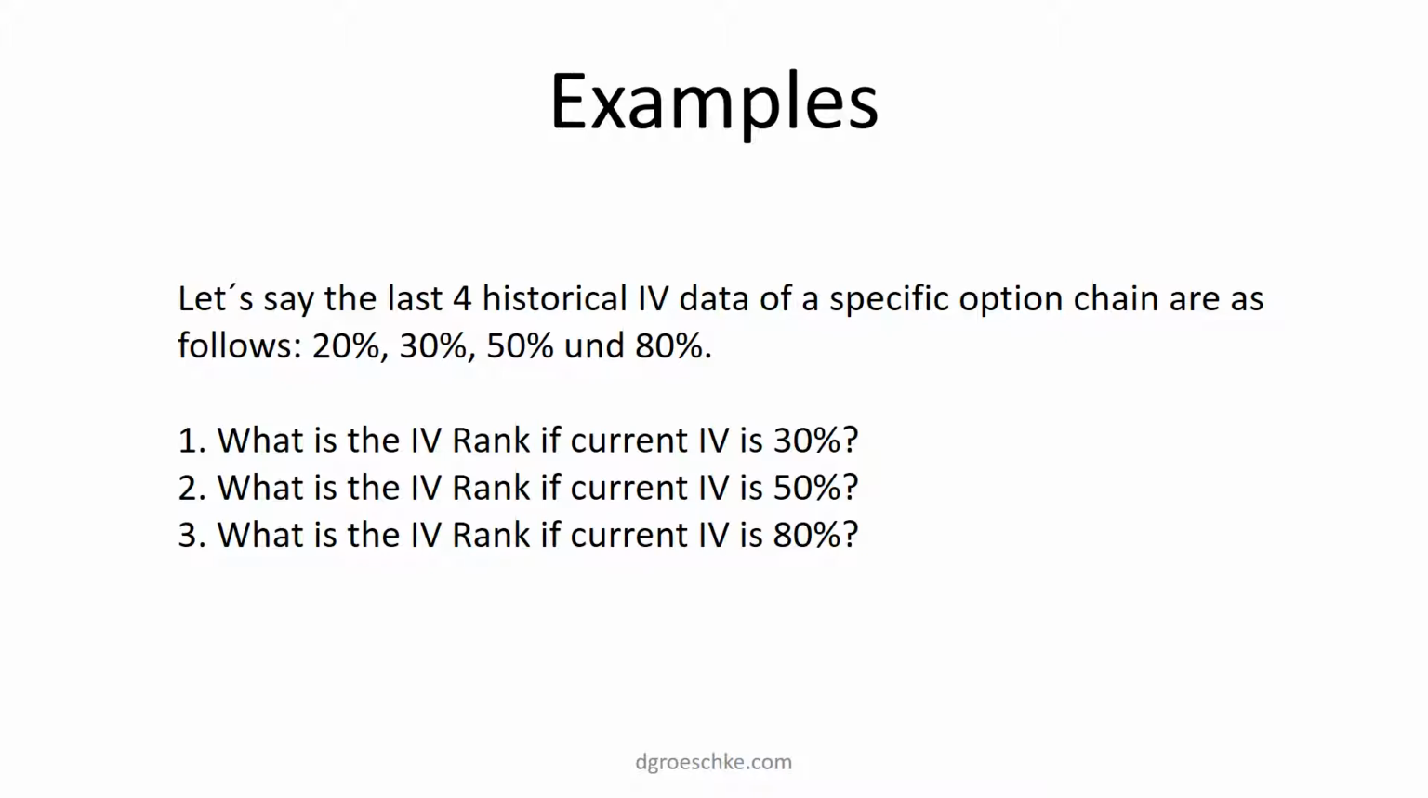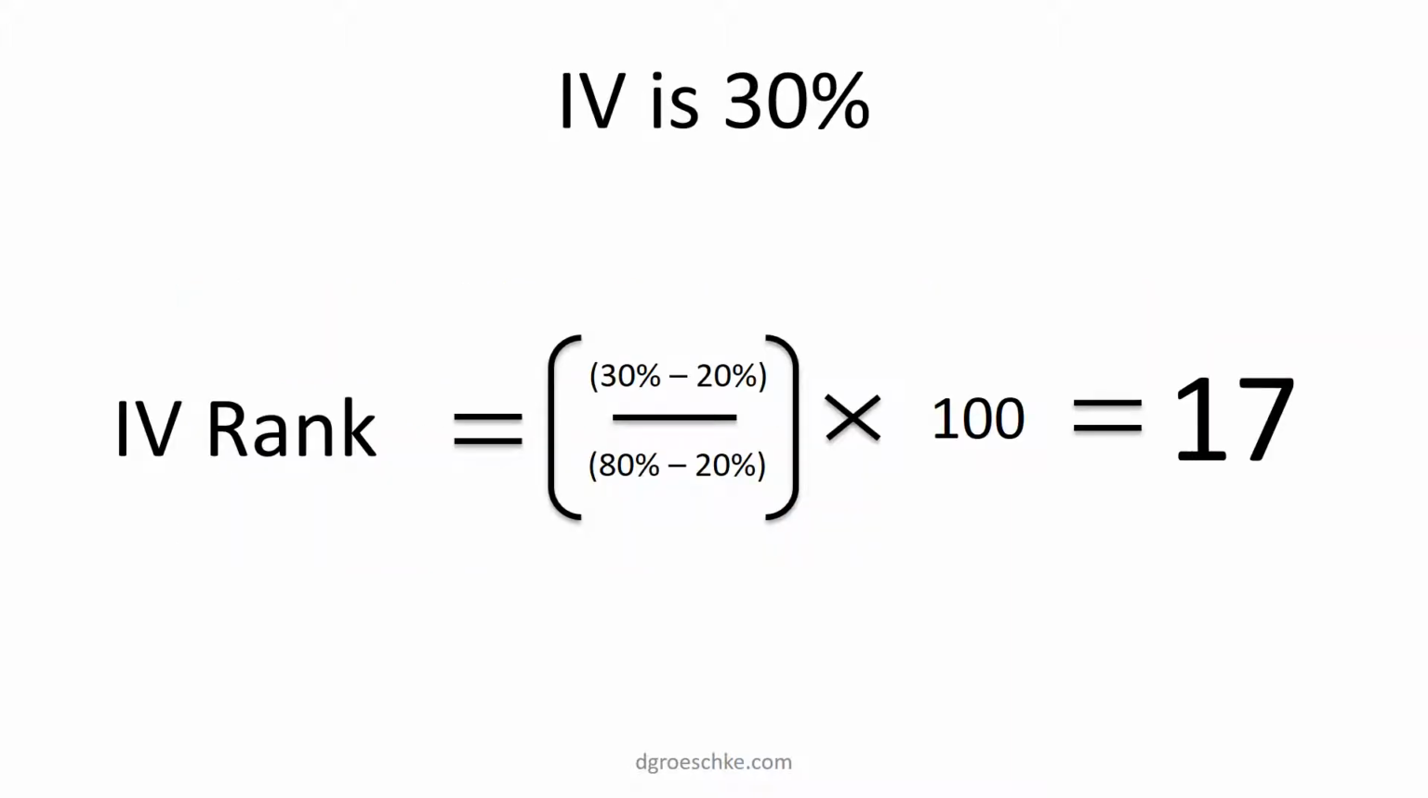So what is the IVR if the current IV is at 30, like in situation 1? What if it's 50%? And what's the IVR if the current IV is 80? Applying the IV rank formula presented before, if IV is currently at 30, IV rank or IVR will be at 16.666%, or rounding it off, it will be 17.